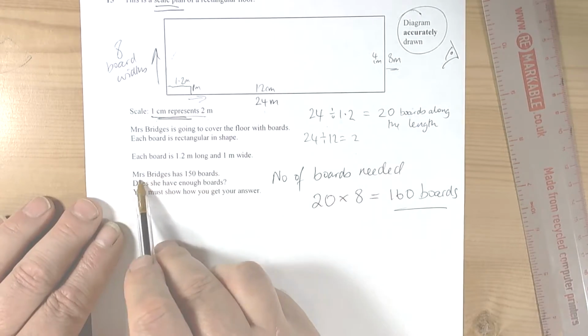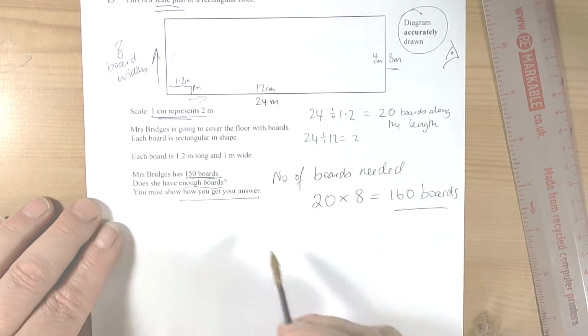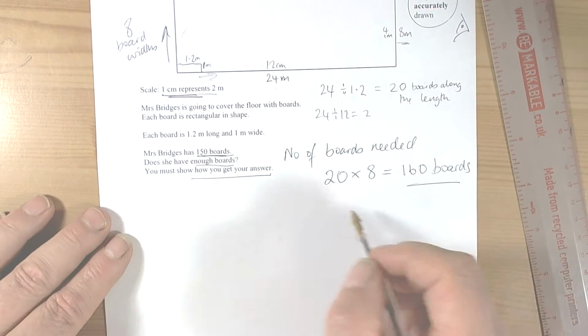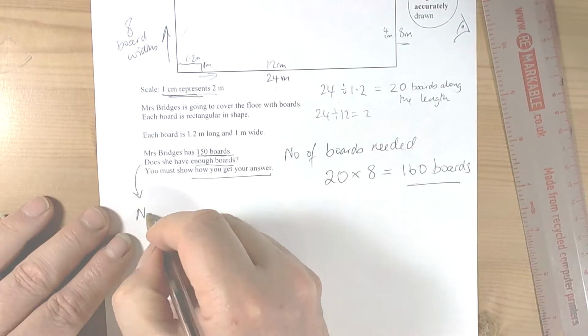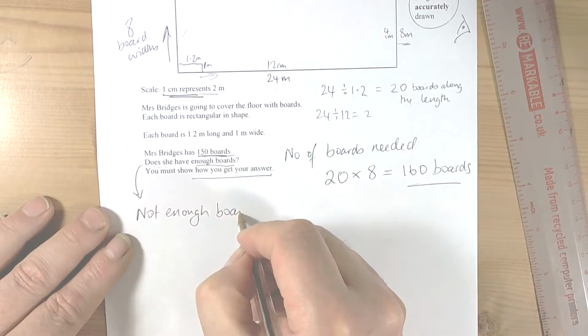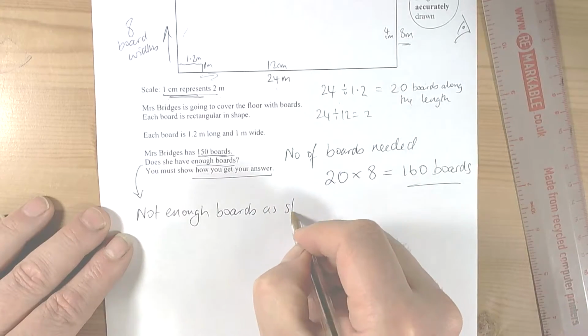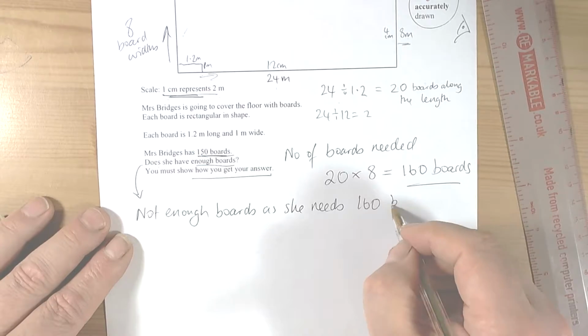So that's going to be 160 boards. Okay, so Mrs. Bridge has 150 boards. Does she have enough boards? We will show you your answer. Okay, so does she have enough boards? The answer to that is not enough boards, as she needs 160 boards.